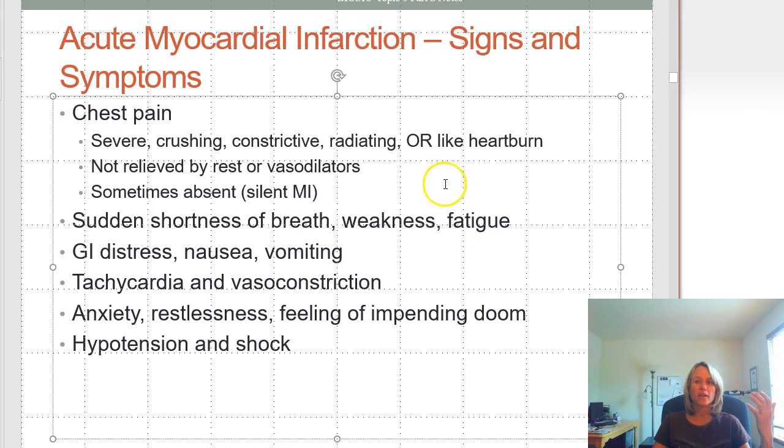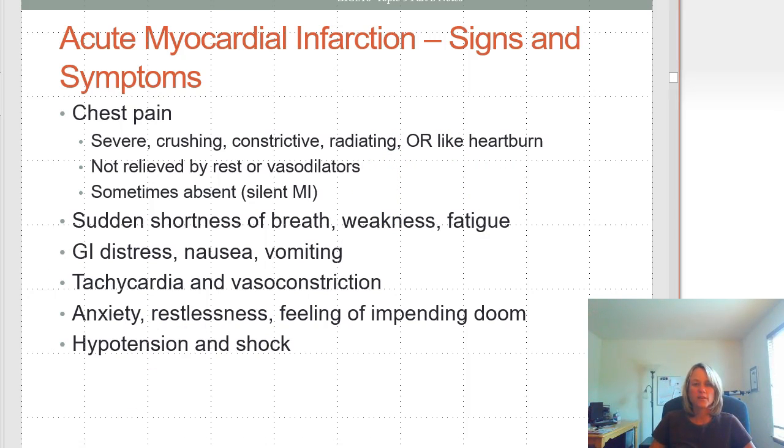So a lot of times things like heartburn, or just even some of this sudden GI distress with shortness of breath, weakness, and fatigue are going to be treated like a myocardial infarction until shown otherwise. I have a link to some of the signs and symptoms of myocardial infarction in women. I encourage you to check that out.